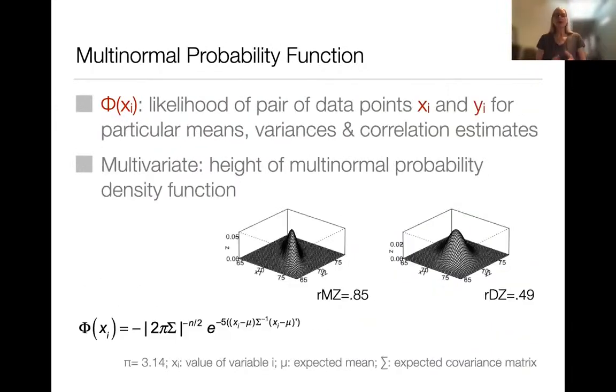Now remember that we're dealing here with not a single distribution of a single variable, but we have variables for twin 1 and twin 2. And so we're talking about the likelihood of a pair of data points, xi and yi, that we will work out in the context of a particular set of means, variances, and correlation estimates. So we're talking here about the multivariate situation, or the height of the multinormal probability density function, which is described here.